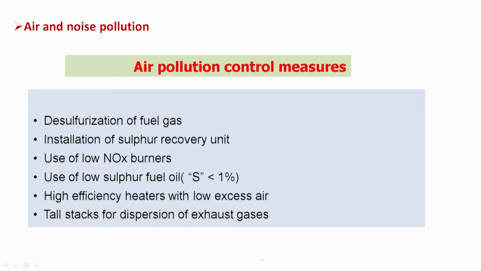And air pollution in case of refinery, if we consider, then desulfurization of fuel gas, installation of sulphur recovery unit, use of low NOx burners, use of low sulphur fuel, high efficiency heaters with low excess air, and tall stacks for dispersion of exhaust gases. So, already these are discussed in our earlier classes also. On the basis of these concepts, the design of different units, air pollution control units can be decided and installed.